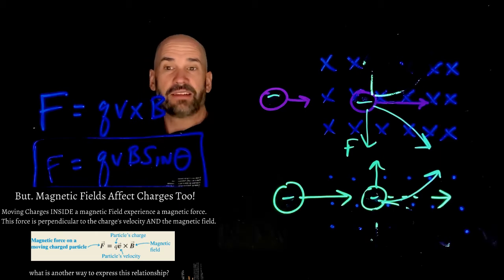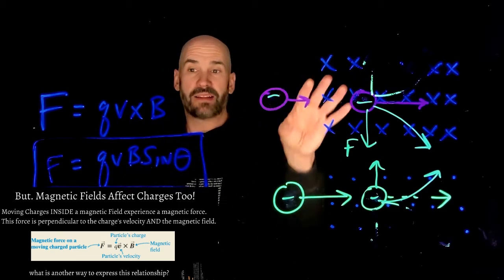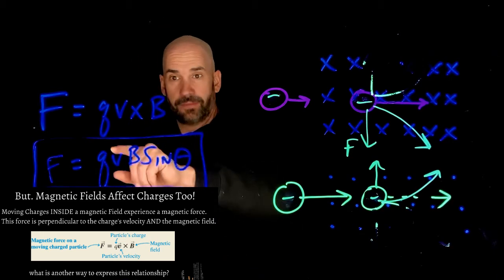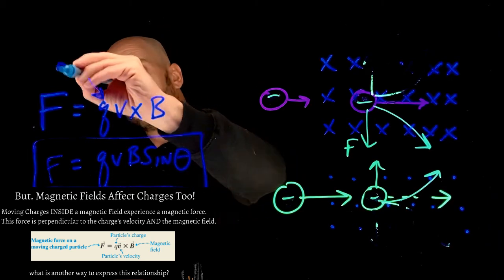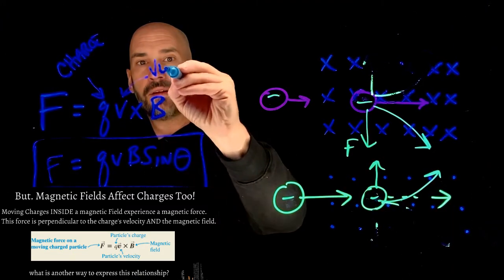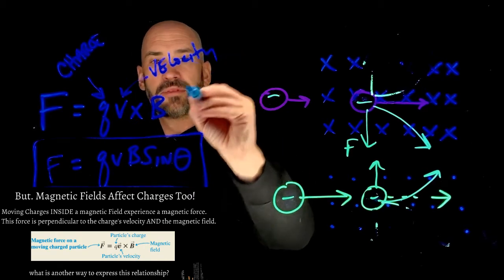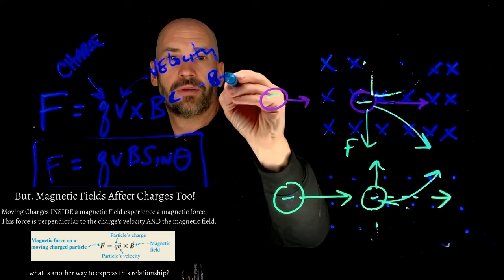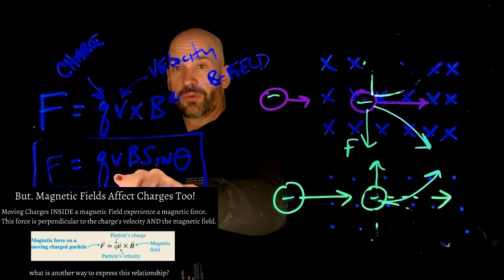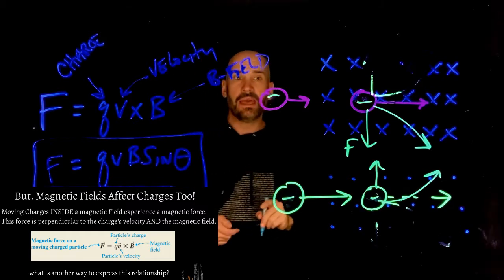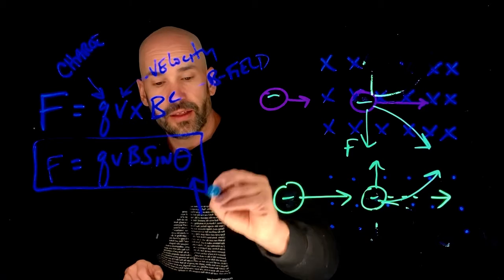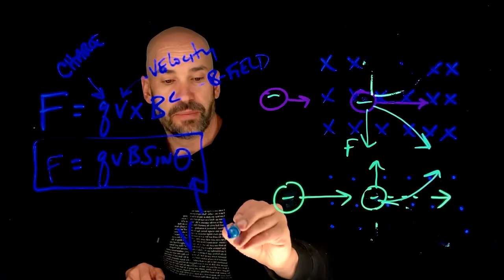So the force acting on a particle moving through a magnetic field is given by the charge of the particle times the particle's velocity times the magnitude of the B field that it's moving through, times sine theta. And these all have to be SI units, obviously, so coulombs, meters per second, and Tesla. And this theta is the angle between the velocity and the direction of the B field.